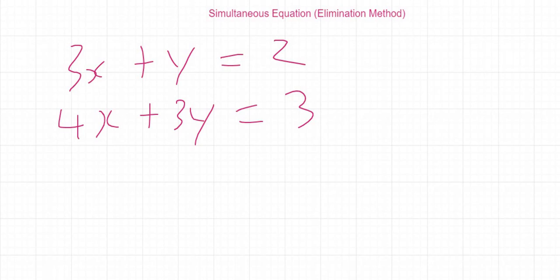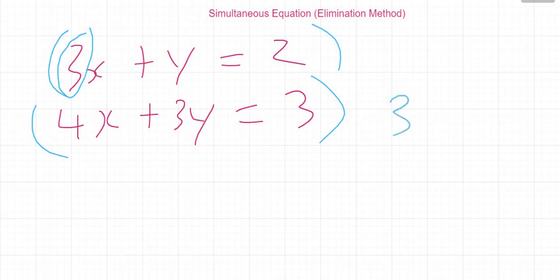So if you want to get rid of the x or the y, it doesn't matter which one you get rid of first. I choose to get rid of the x first. Since I choose to get rid of the x first, I will take the coefficients of the x's and multiply the equations. What do I mean by that? I would take the coefficient of the x in equation 1 and multiply all the terms in equation 2, and I would take the coefficient of the x in equation 2 and multiply all the terms in equation 1.